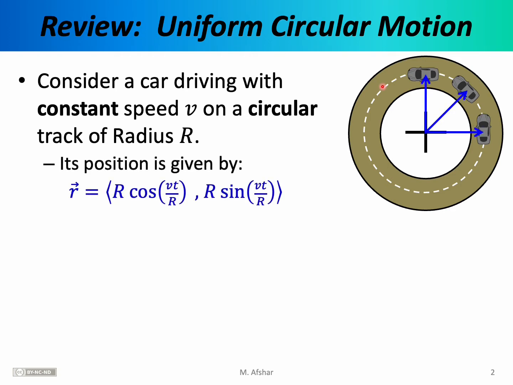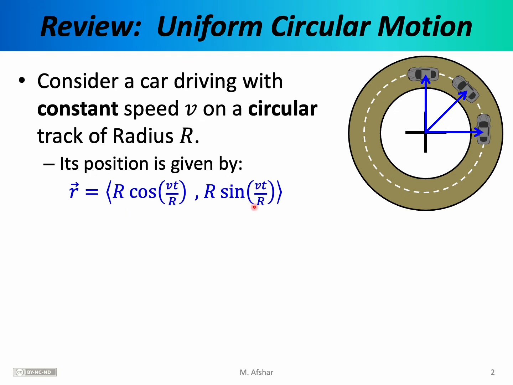In our previous analysis, we found that the position vector of the car, which we'll denote using lowercase r with an arrow on it, was given by this expression. The x component, or the x coordinate, of the car is r cosine(vt/r), and the y coordinate of the car is r sine(vt/r). t is time, r is the radius of the track, and v is the speed of the car.